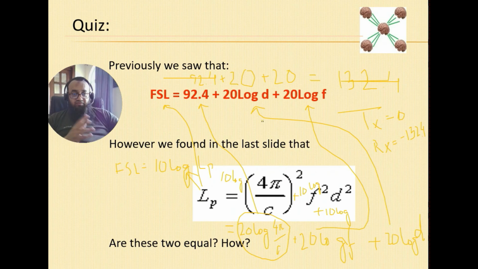So for a specific value of 10, because log of 10 is 1, it becomes very simple. These values are just solved like 20 and 20, and you just add them. But for other values, you have to calculate the logarithmic value of that frequency and that distance. So I hope that this was not too much, but not too little as well.